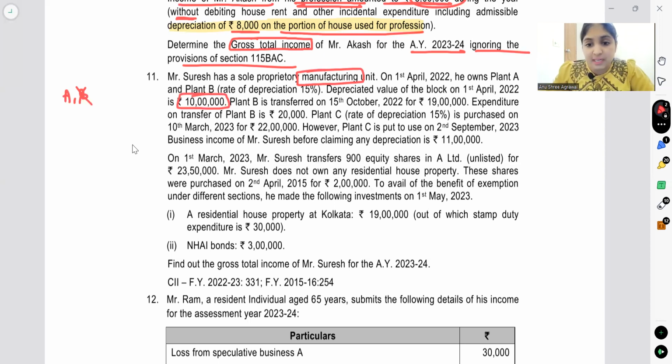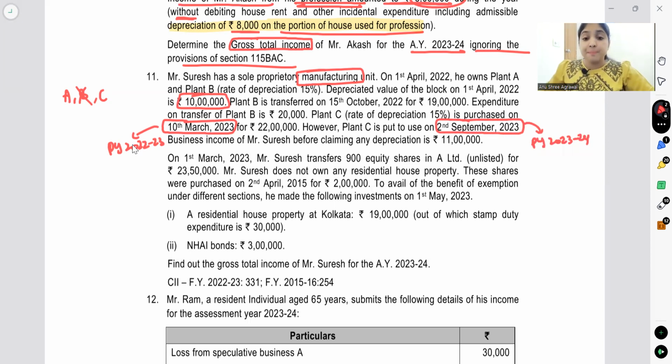Plant C 15% is purchased on 10th March 2023. So we are purchasing another plant C. We are purchasing it in previous year 22-23, but it was put to use on 2nd September 2023. It was put to use only in previous year 23-24. Then what else? Business income of Mr. Suresh before claiming depreciation is 11 lakhs.